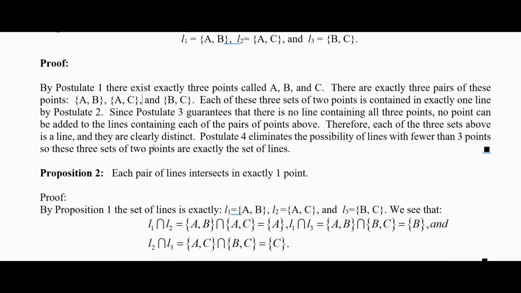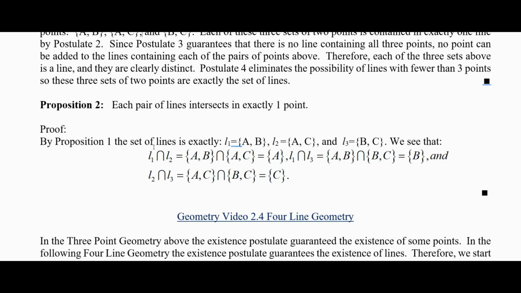Proposition 2: each pair of lines intersects in exactly 1 point. Well, once we have the full list of lines, this is easy. By proposition 1, the set of lines is exactly what we said it was, and there are only so many intersections to look at, and we can find that they all intersect in exactly 1 point.